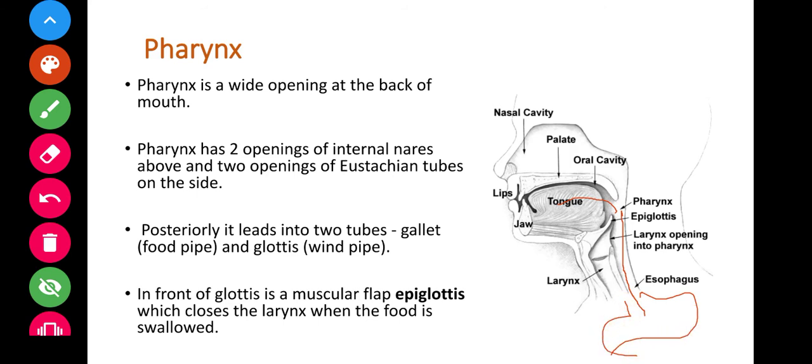Now the problem is that when the food enters into pharynx, it can go inside both tubes, the wind pipe and the food pipe. That's why a muscular flap that is known as epiglottis is present above the larynx, which closes the larynx when we swallow the food. That's how the food enters inside the esophagus. And here we completed the pharynx.